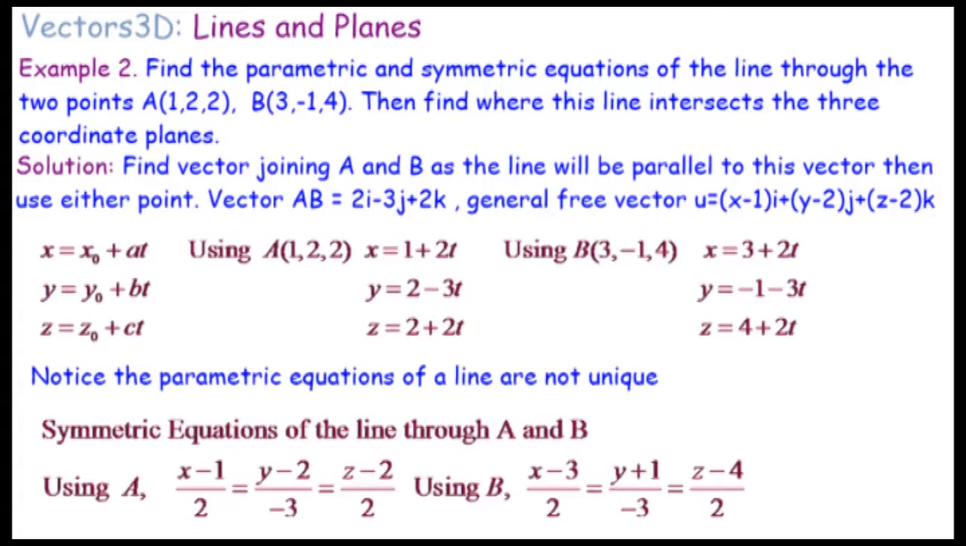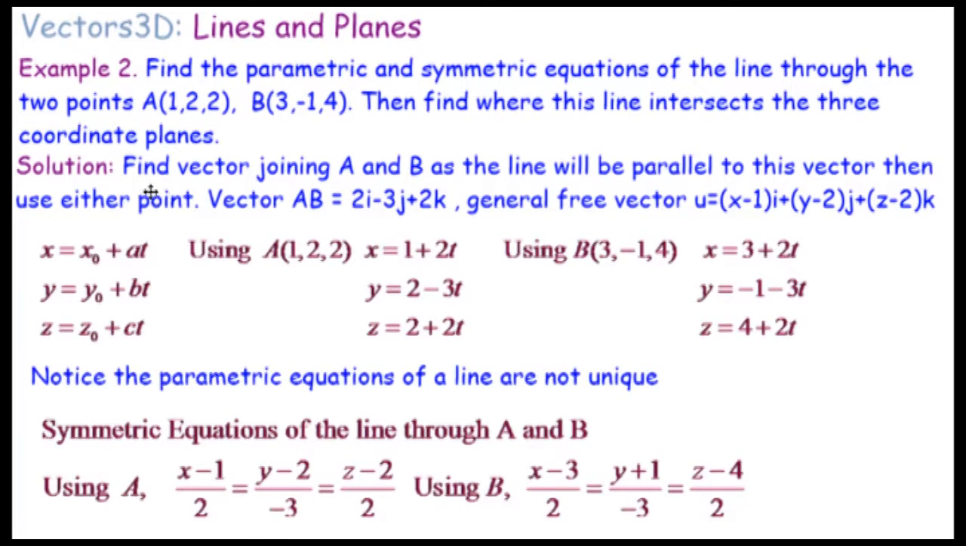Okay, example 2 is one about lines, and first up, we're going to find the parametric and symmetric equations of the line through a couple of points A and B, you can see here. And then we are also going to find out where the line intersects or pierces the 3 coordinate planes. Okay, that's the X, Y, the X, Z, and the Y, Z planes. So we're going to try and find out where this particular line pierces those coordinate planes.